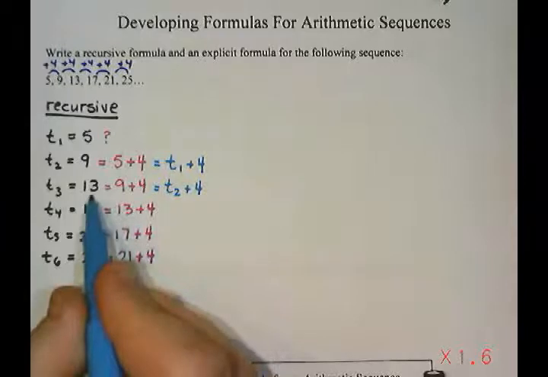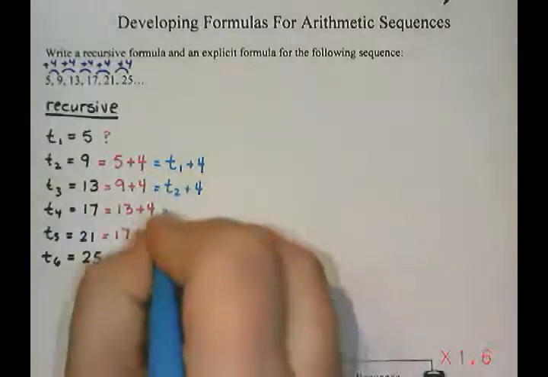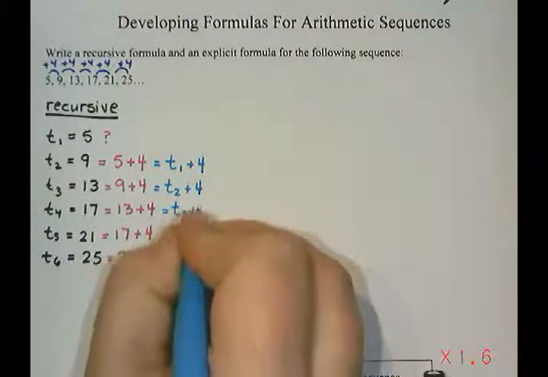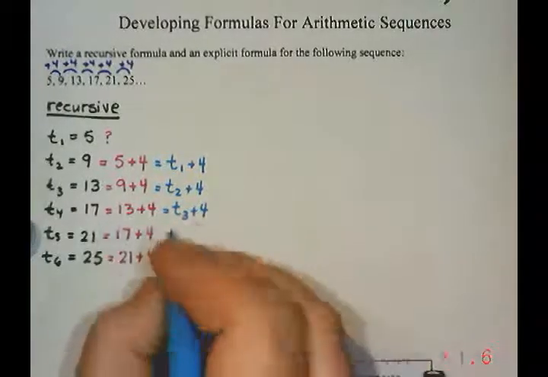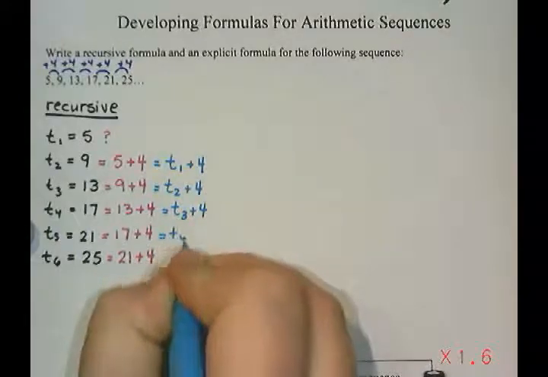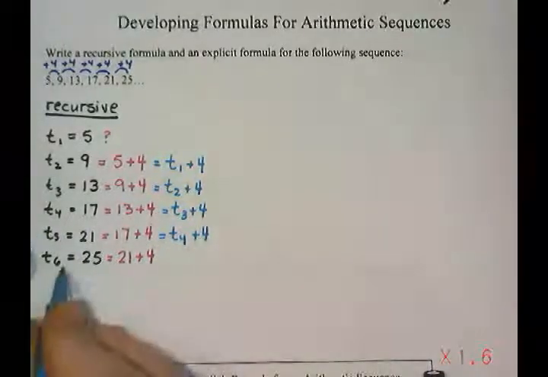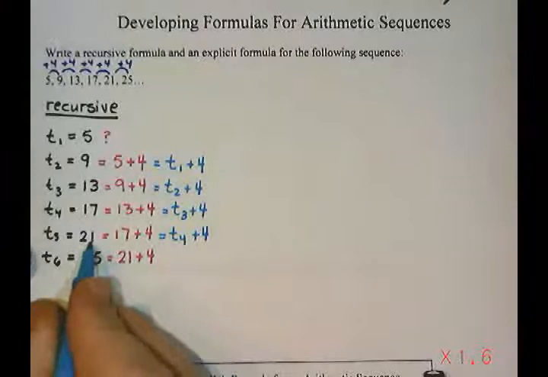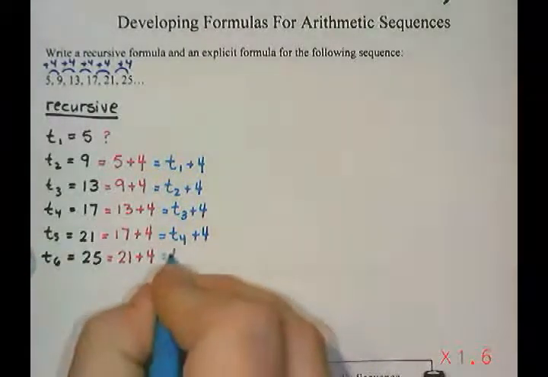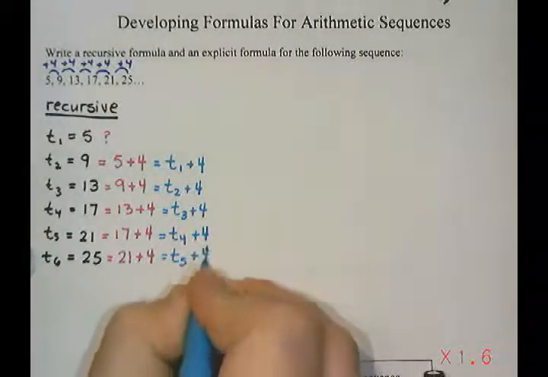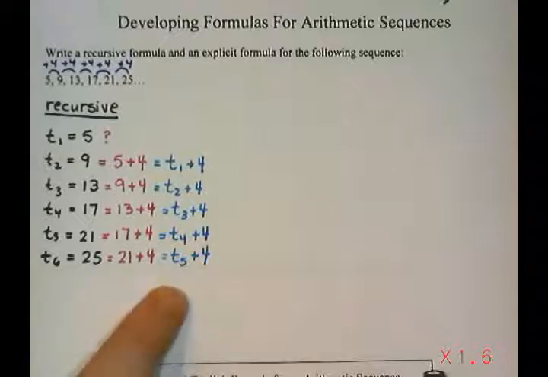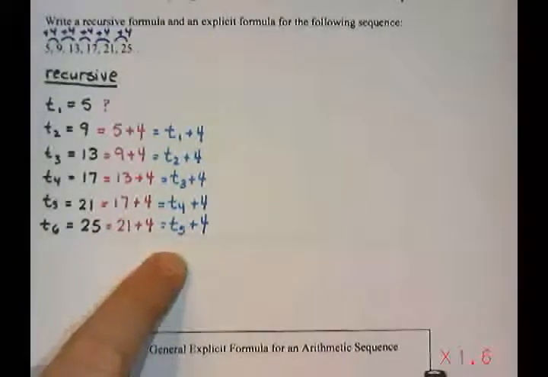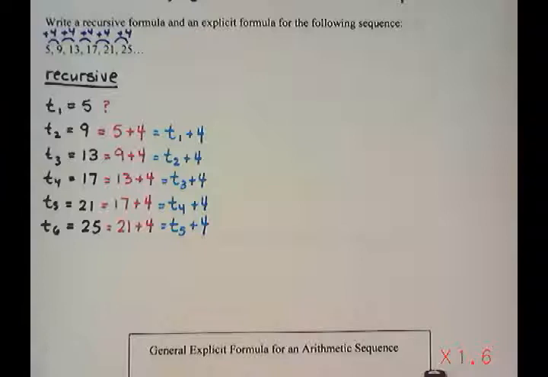13 is really term 3, and we added 4. 17 was term 4 plus 4. And then this 21 was term 5 plus 4. So what I want to try to do is create a recursive formula by extending this pattern to figure out what term n would be.